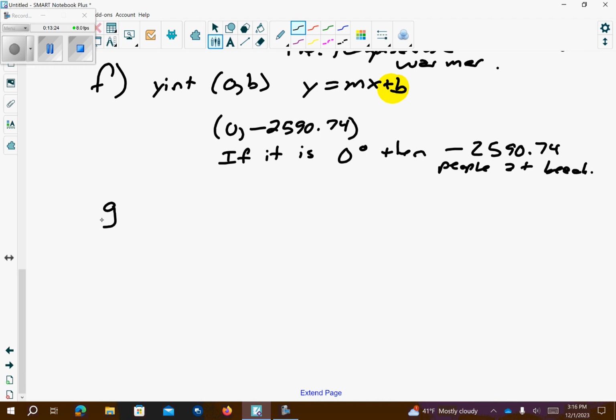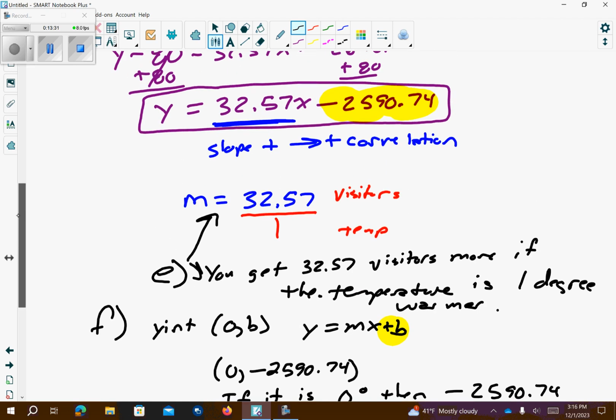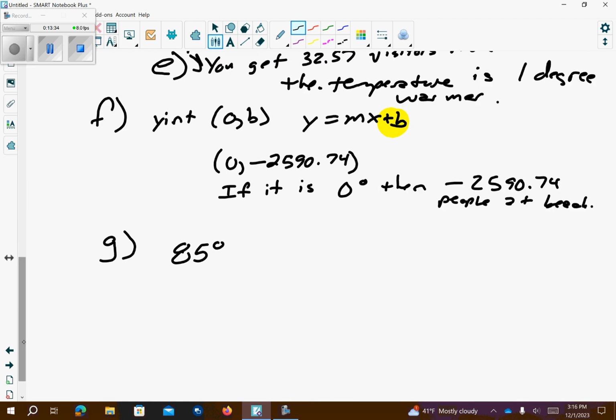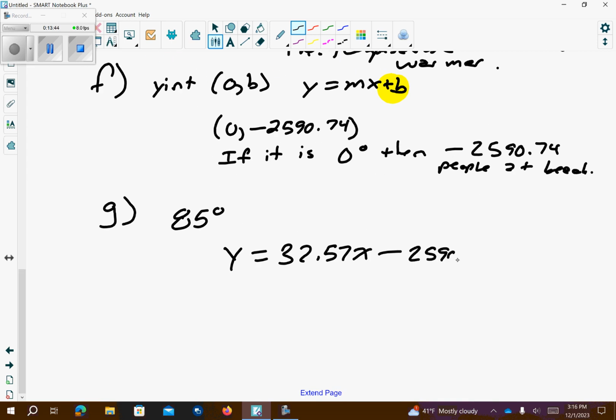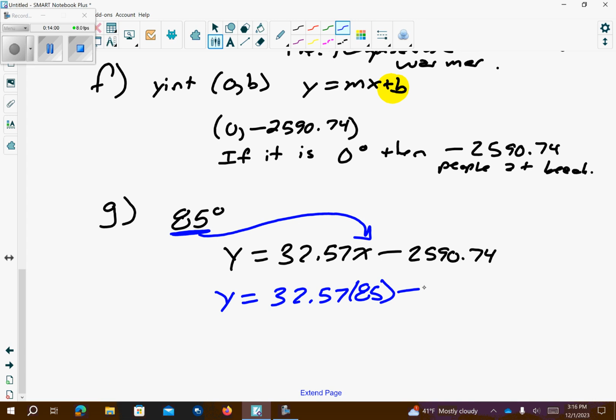And then we're going to use, for letter G, our equation to see what happens at 85 degrees. Okay, so my equation was up there. So y equals 32.57x minus 2590.74. Okay, so this is a temperature. Temperature was our x value. So I'm going to take 85 and plug it in here. And you definitely want to use a calculator when you're doing this. Okay, this is not something you want to do in your head.